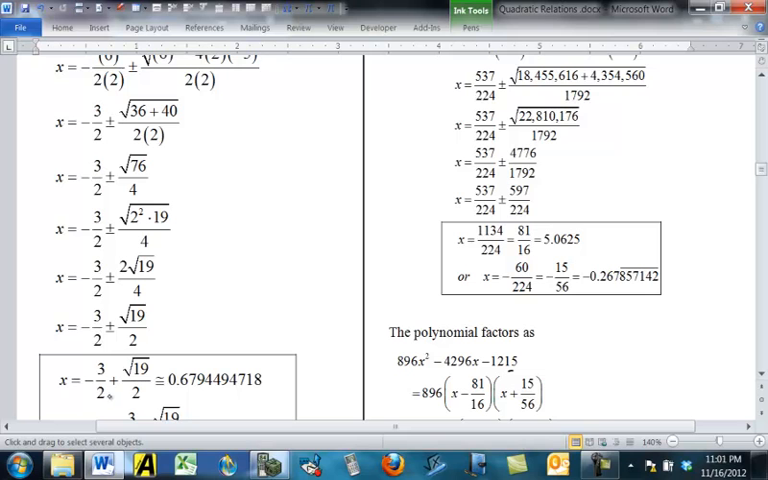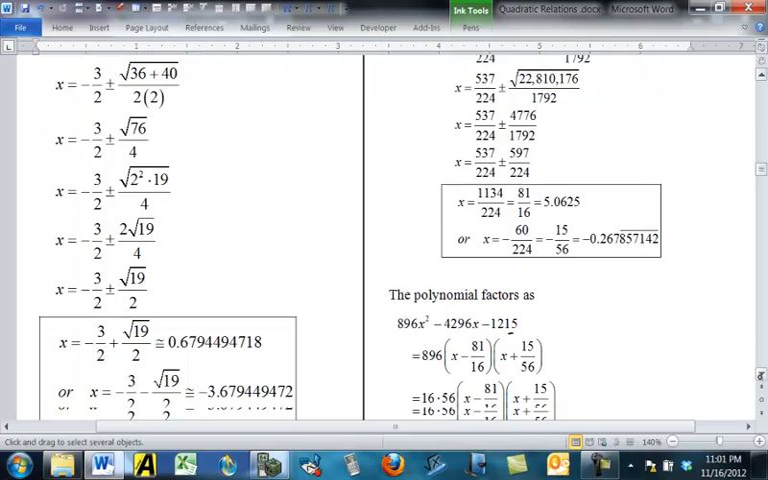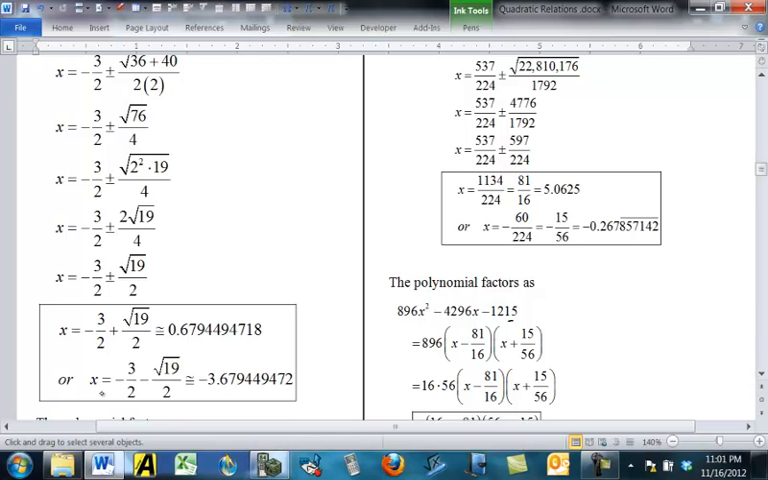And so we get negative 3 halves plus the square root of 19 over 2, which is approximately 0.679 something. And we also get the other one, which is negative 3 halves minus the square root of 19 over 2, which is negative 3.679 something.